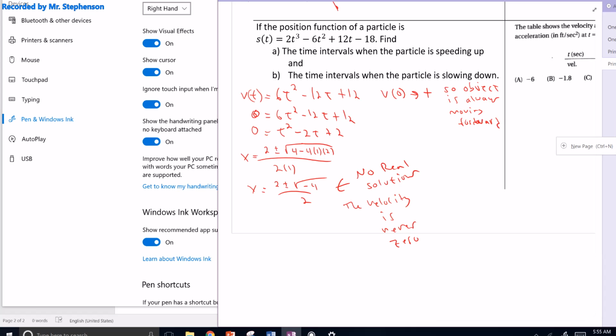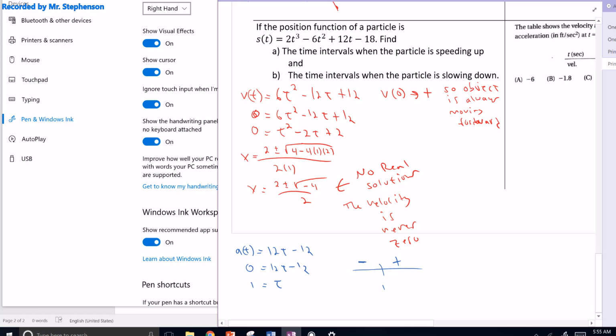We do need to check the acceleration, so let's get the acceleration function, and acceleration is going to be the derivative of velocity, which will be 12t minus 12. So basically, when is the acceleration equal to 0 is when t equals 1. So I need to check 1. If I plug in a number left of 1, I get 0 minus 12, which is negative. Right of 1 will give me positive.